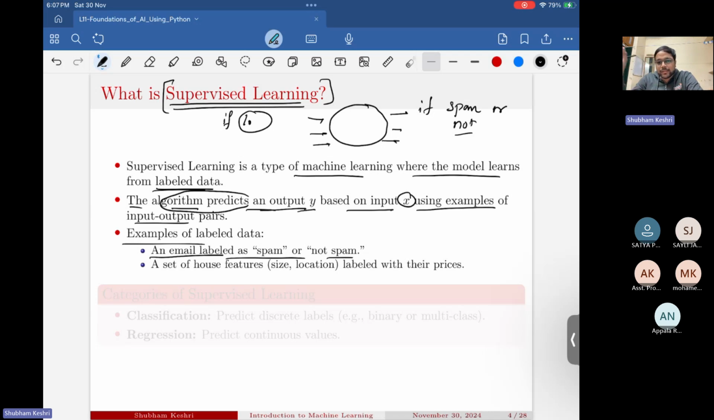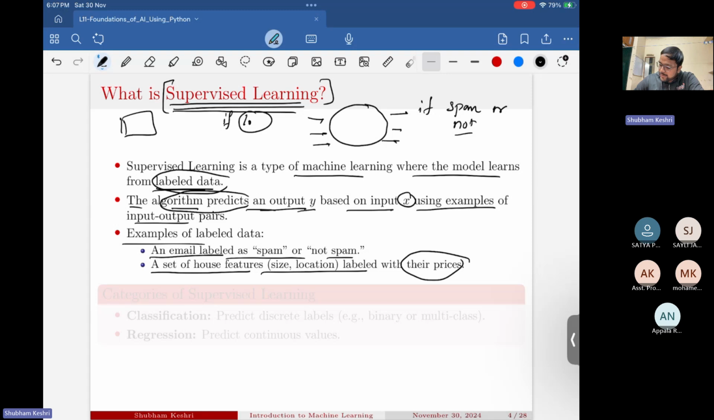We can also have continuous kinds of labels. For example, there can be features of a house. If you are buying a house, the features can be the locality of the house, how big the house is, electricity, what equipment is already there in the house, and whether the house is furnished or not. These are the features of the house, and the label can be the price of that house.